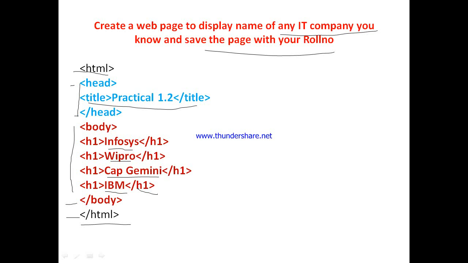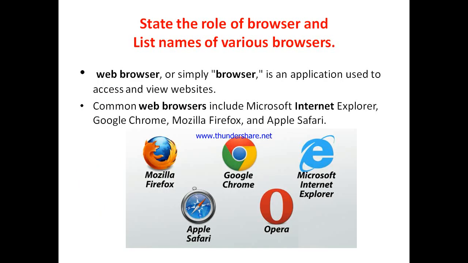Now the questions. What are the questions? The first question is to state the role of a browser and list the names of various browsers. Now what is meant by a browser or web browser? A web browser is an application used to access and view websites. If we have to view or access a website, then we have to use a web browser. Through the web browser only can we access websites.